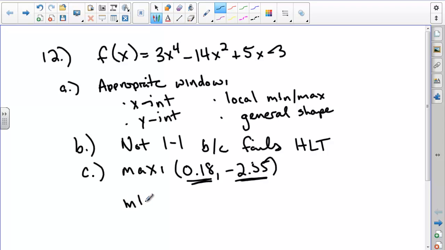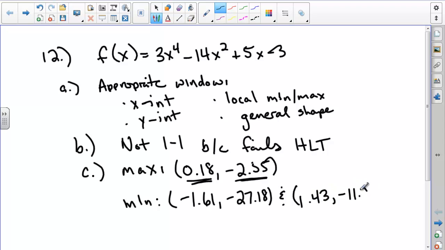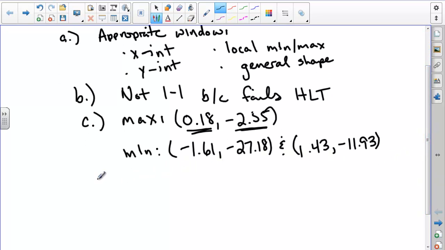For the minimum, we had 2 local minimums. The first one was negative 1.61 and negative 27.18. That's our lowest minimum. That's the minimum for the whole graph, actually. And then we have 1.43 and negative 11.93. We're putting these in parentheses because these are all points on the graph, and we don't worry about including or not including. We put them in parentheses because of that.